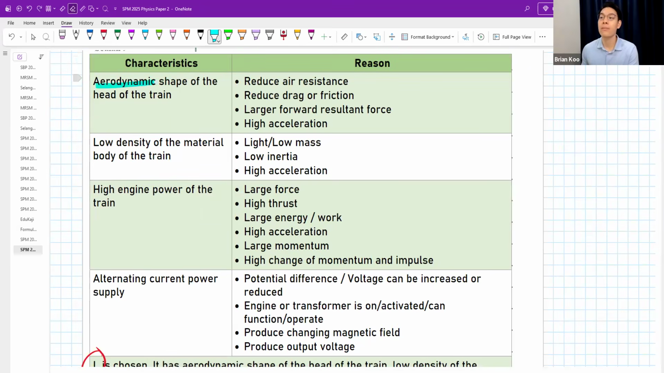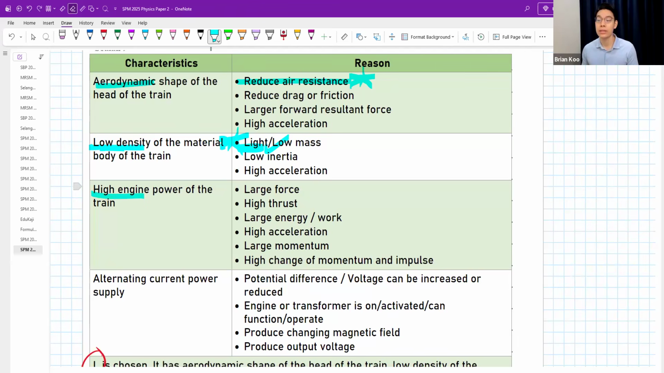I choose aerodynamic, can reduce air resistance. This is the highlight. You can say reduce drag or friction also can. When you reduce the air resistance, then you have more forward force, higher acceleration. Low density of the material of the body of the train. Low density, just say light, already get marked. Low inertia, can accelerate faster, higher.